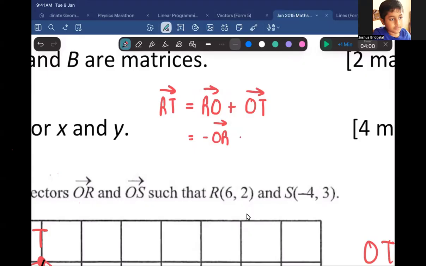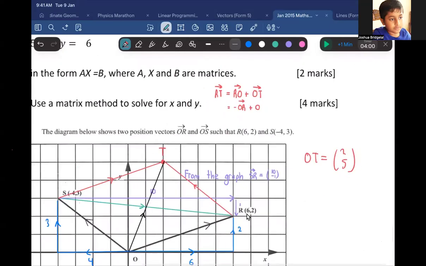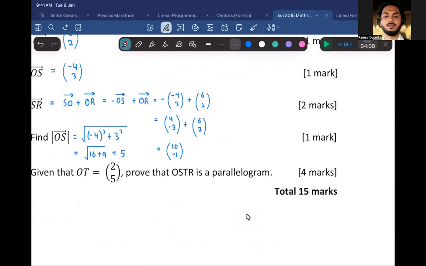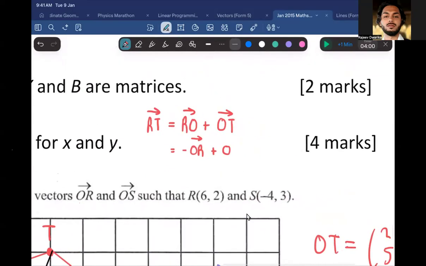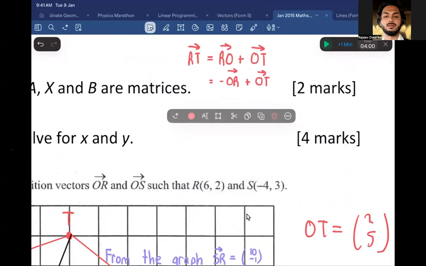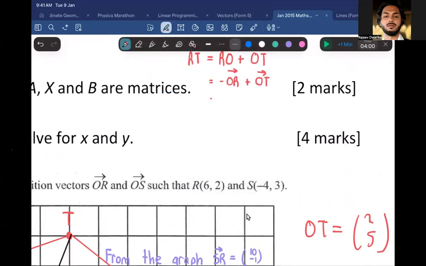Yeah, understand. And we were given OT. In the question, we were told that OT is 2, 5. I don't need to do anything there. We know that OT is 2, 5. All right, so Joshua, let's substitute now. What is vector OR? OR was 6, 2. Okay. And what was vector OT? 2, 5.